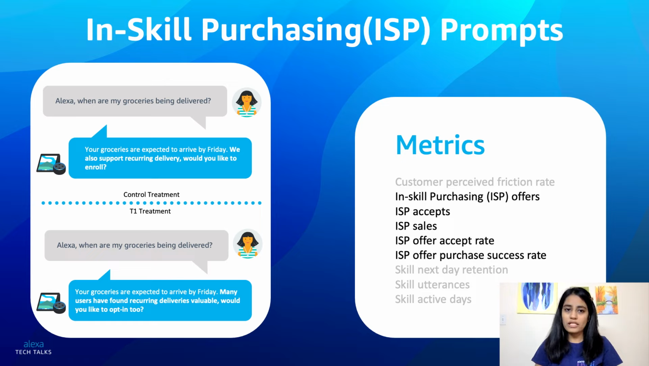Another use case with ISP prompts is placement of the upsell. You can use A/B testing to compare the placement in different intents in the endpoint code. For these use cases, you can use ISP offers, ISP accepts, ISP offer accept rate, and ISP offer purchase success rate metrics to measure the success of A/B testing on ISP prompts.